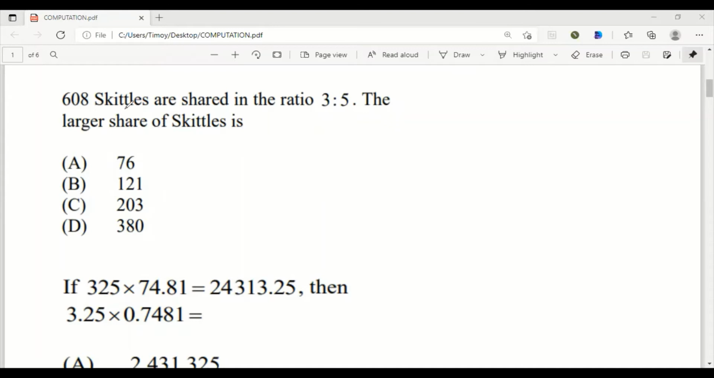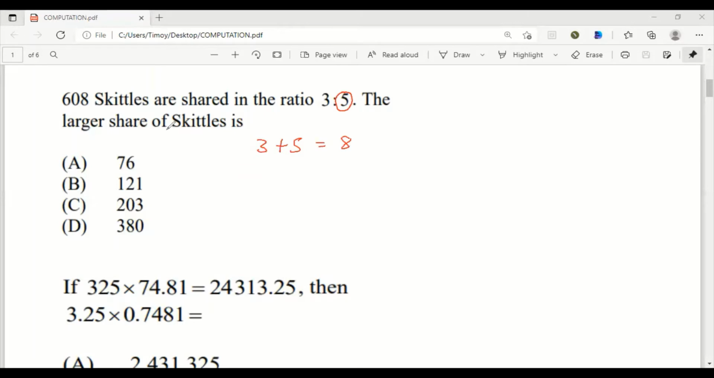608 skittles are shared in the ratio 3 to 5. The largest share of skittles is, now the smallest share is going to be 3. Therefore, the largest share is going to be 5. Right? Now, when you are thinking of ratio, think of fraction. Now, these are the parts. So what is the total ratio here? The total ratio would be equal to 3 plus 5, which will give us 8.